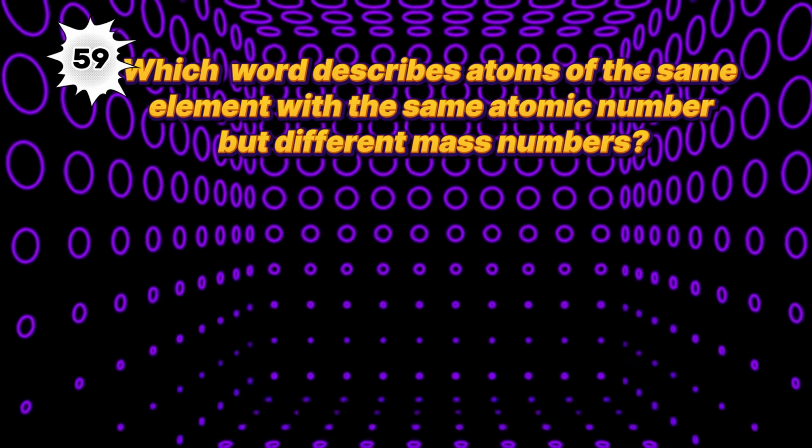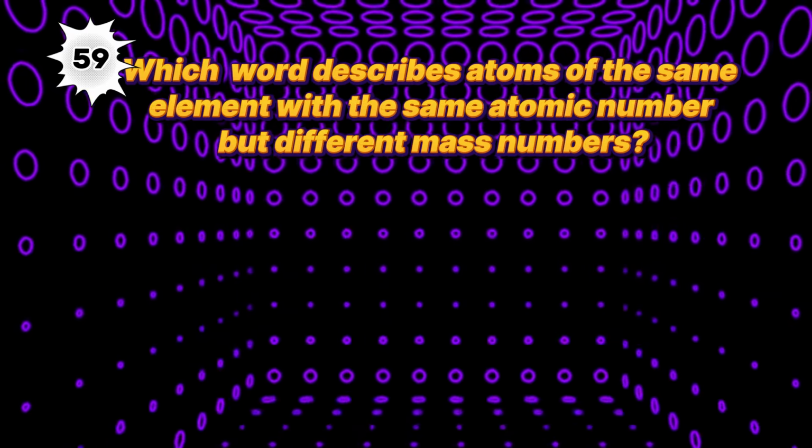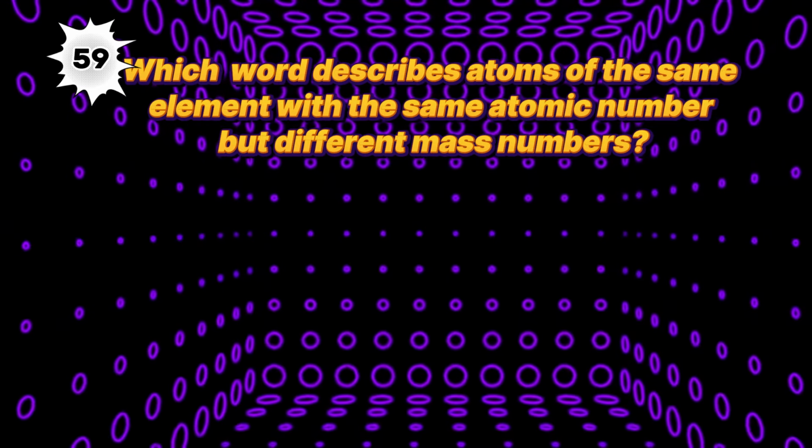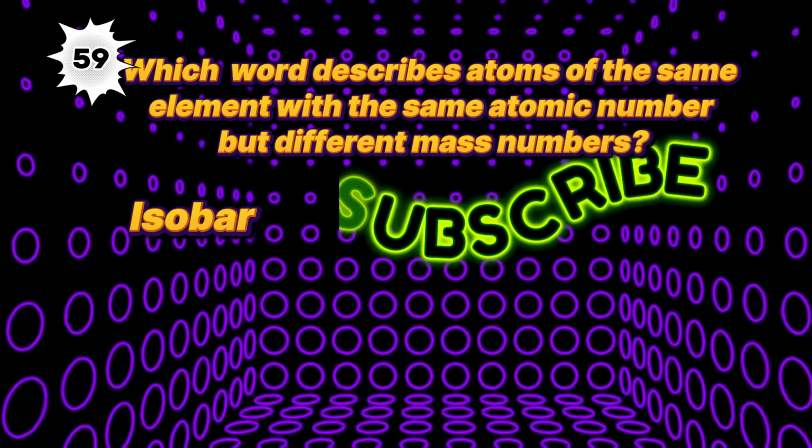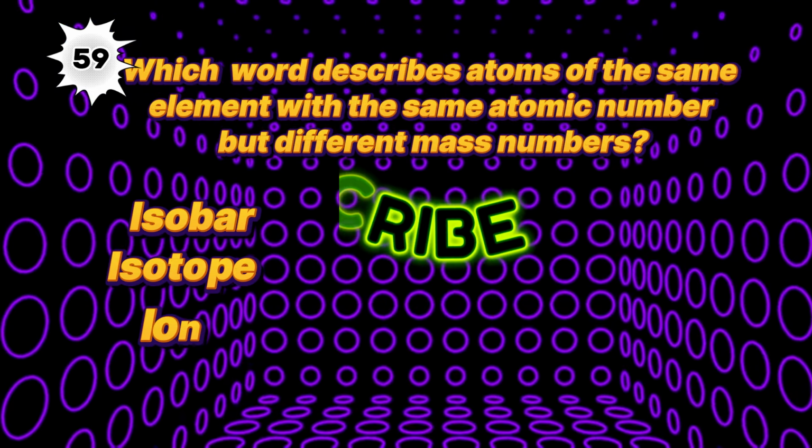Here's one for chemistry lovers. Which word describes atoms of the same element with the same atomic number but different mass numbers? What do you think? Could it be isobar, isotope, or ion?